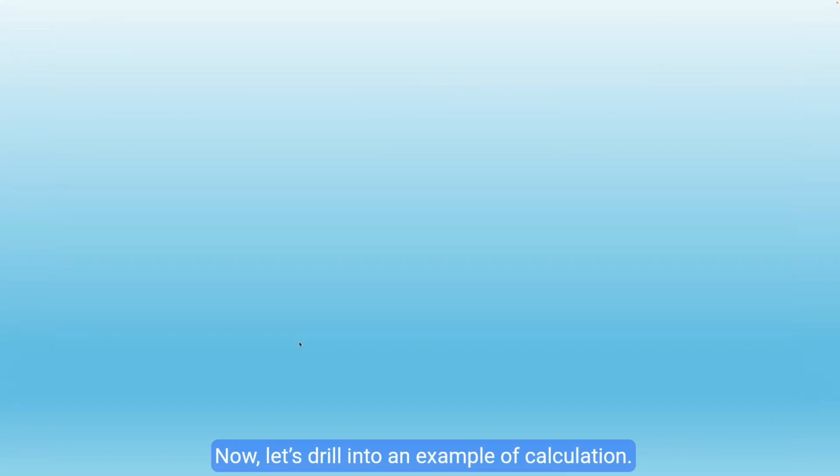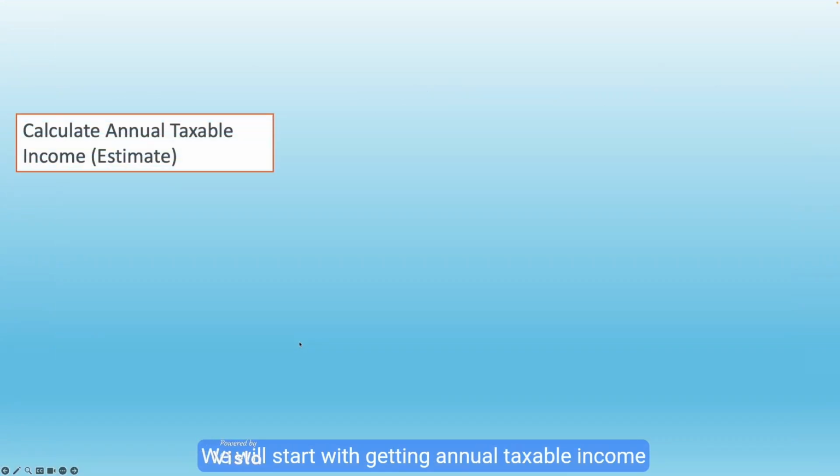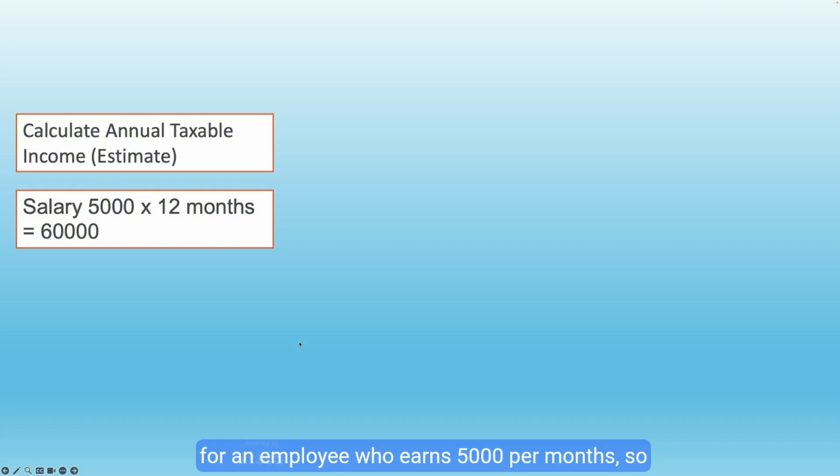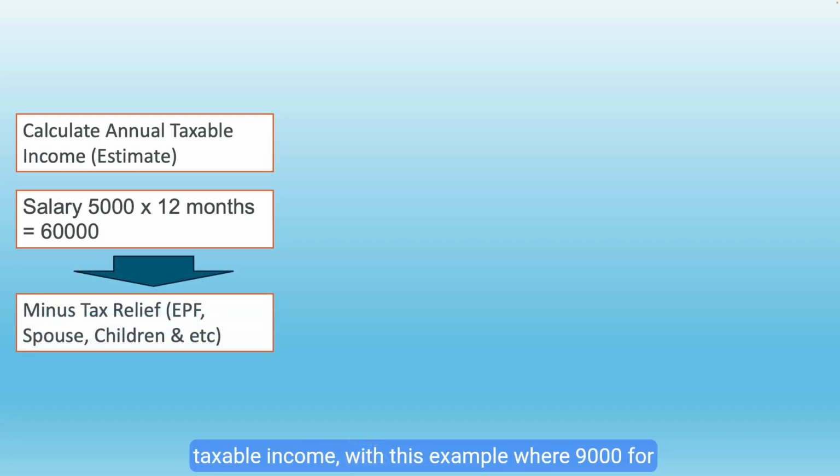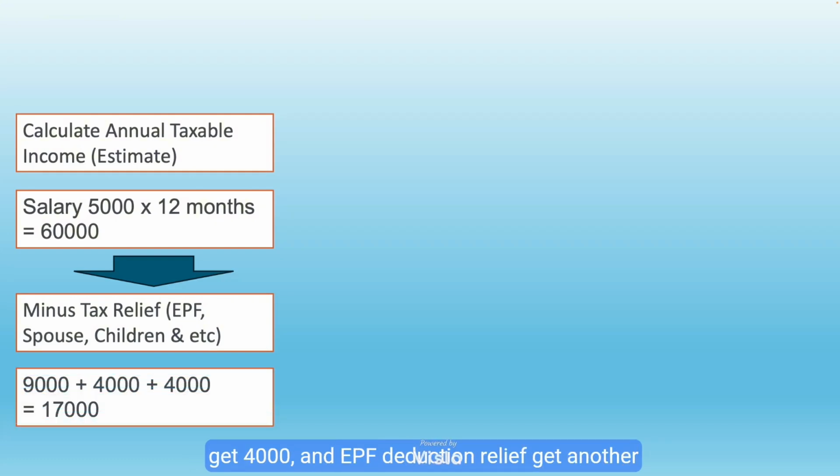Now let's drill into an example of calculation. We will start with getting the annual taxable income for an employee who earns 5,000 per month, so annual taxable income is 60,000. There will be some relief which reduces annual taxable income. In this example, 9,000 for individual, married but spouse not working gets 4,000, and EPF deduction relief gets another 4,000. For the details on tax relief, you can visit the LHDN website for further information.